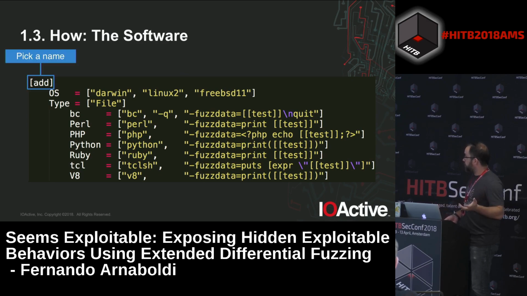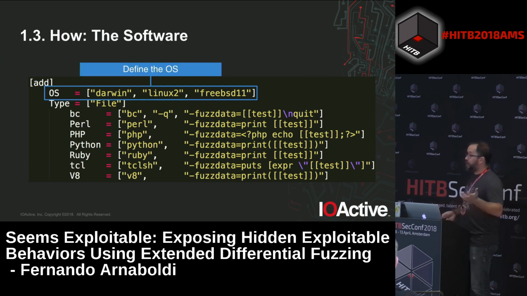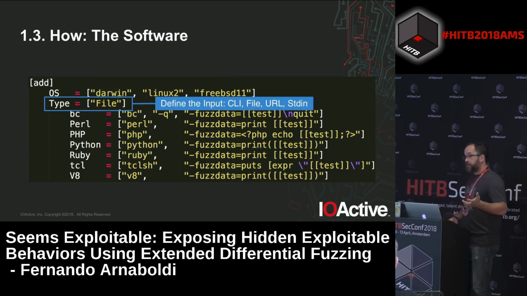The next thing you want to do is to pick a name for how you're going to name this fuzzing session. Where are you going to test this? The type of input that you're going to be using. If anyone saw the talk about fuzzing JavaScript, the input that they were using was probably either in the command line or in the standard input. In here, you can define whatever input you want. In this case, it's file, so it's going to be using a random name for the file.